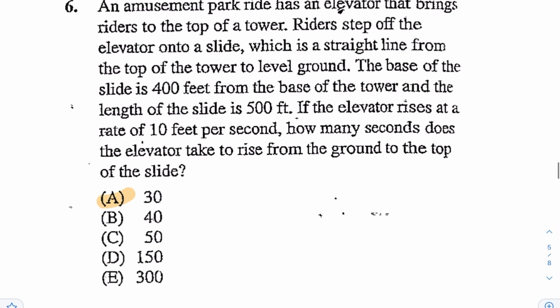Next, for number 6, an amusement park ride has an elevator that brings riders to the top of the tower. Riders step off the elevator onto a slide, which is a straight line from the top of the tower to the level ground. The base of the slide is 400 feet from the base of the tower, and the length of the slide is 500 feet. So the tower, the base is 400 feet, and the slide is 500 feet. Now, if the elevator rises at a rate of 10 feet per second, how many seconds does the elevator take to rise from the ground to the top?